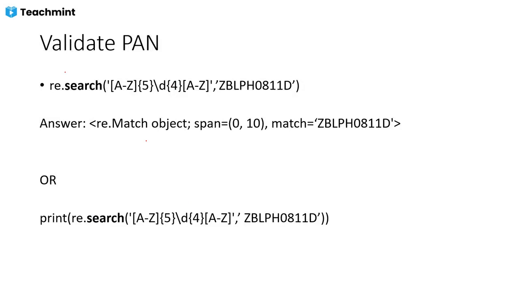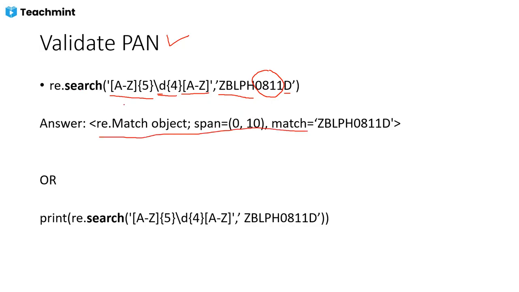Now we'll go for one more example, the PAN validation. The PAN consists of a pattern like this: 5 characters, then 4 digits, then a character. Now we'll form the regular expression. The pattern is A to Z 5 times, a digit 4 times, and the last one a character. The pattern returns a match object. As I'm not using a print statement, this is the output.